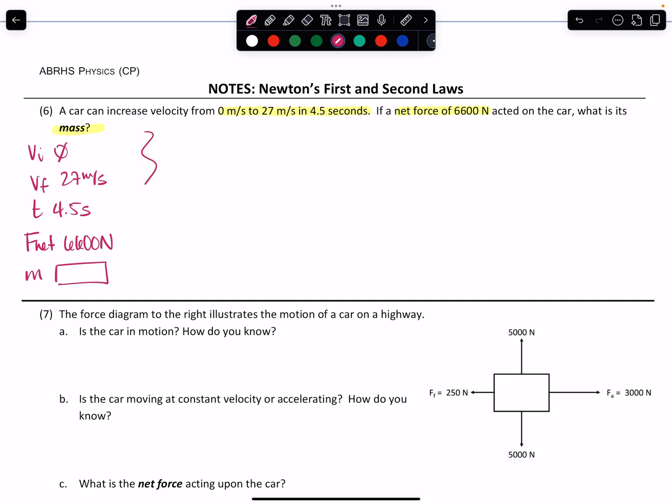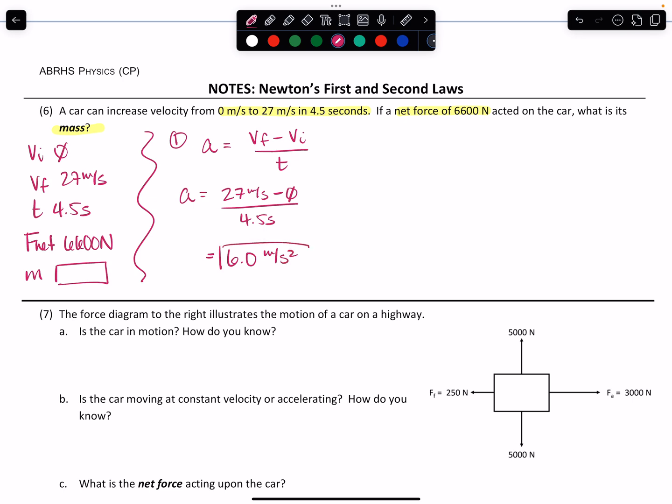So the first thing I'm going to do is use my other information and my acceleration formula to calculate that acceleration value. Acceleration is equal to V final minus V initial over time. So that's going to be 27 meters per second minus 0 divided by 4.5 seconds, and that's going to give me an acceleration value of 6 meters per second squared.